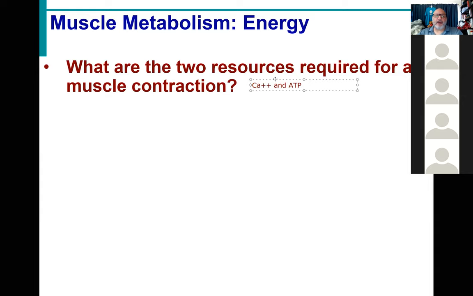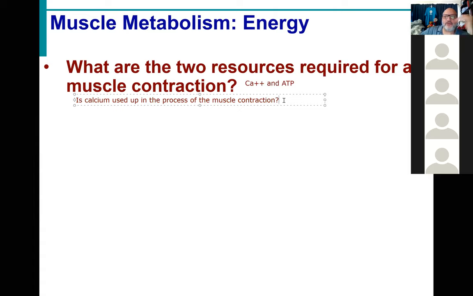Now, of those two things, is calcium used up in the process of the muscle contraction? No, it's not, right? It binds to the troponin, changes the shape of the troponin, lets go of the troponin, but it isn't used up in this process. So how we limit it is by how much is available in the cytosol, how much we pump into the sarcoplasmic reticulum, how much we release from the sarcoplasmic reticulum. So it is an important limiting factor, but it's not used up in the process.